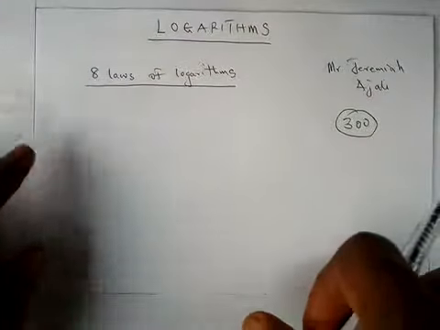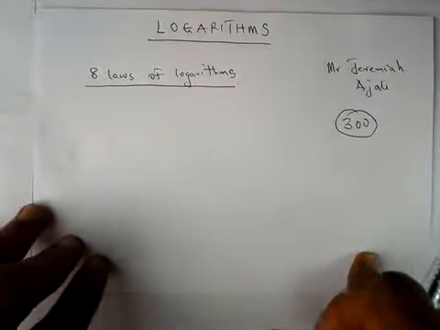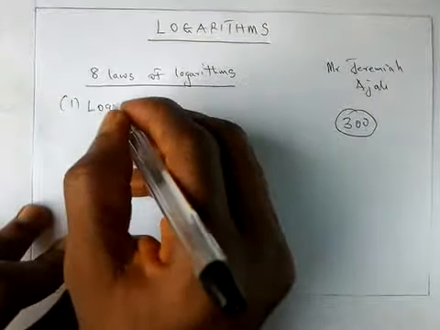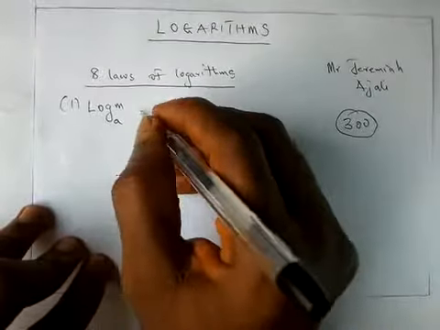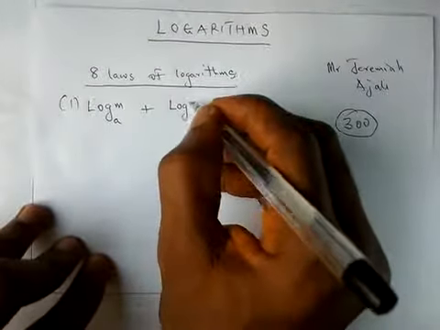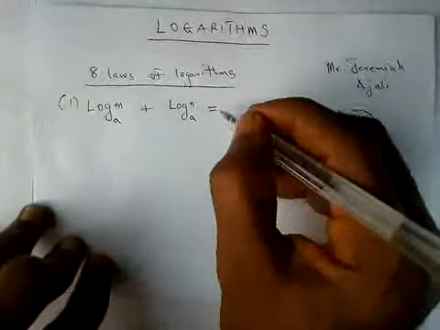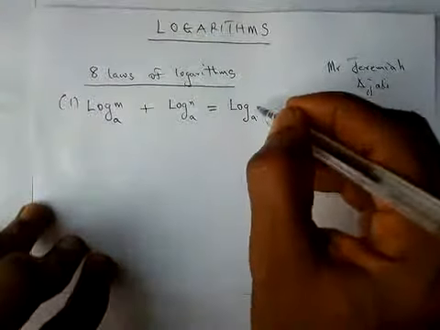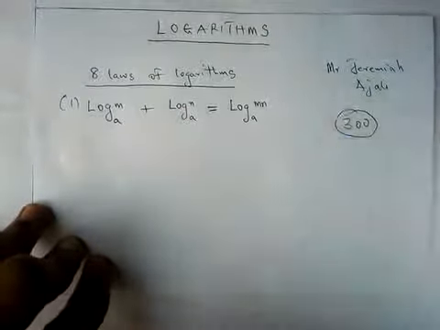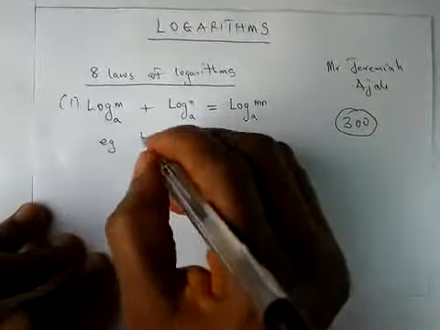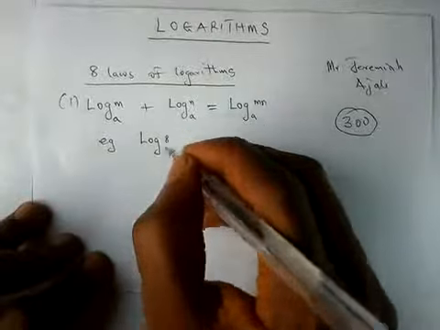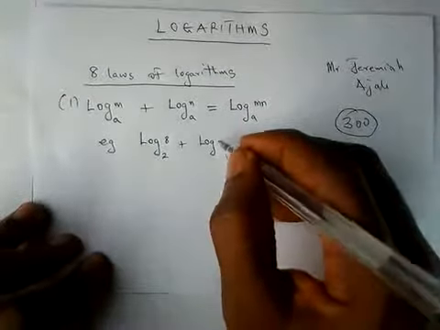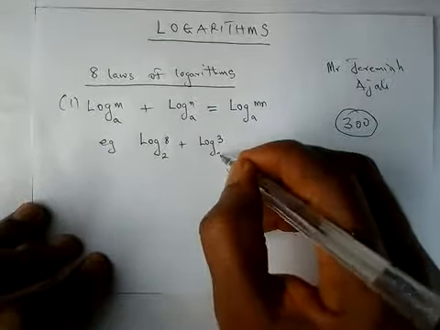Okay, let's go down to the main deal. 8 laws of logarithm. Number 1: log m to base a plus log n to base a. Same base, you take 1. Since this is plus, you multiply m times n. For example, log 8 to base 2 plus log 3 to base 2.